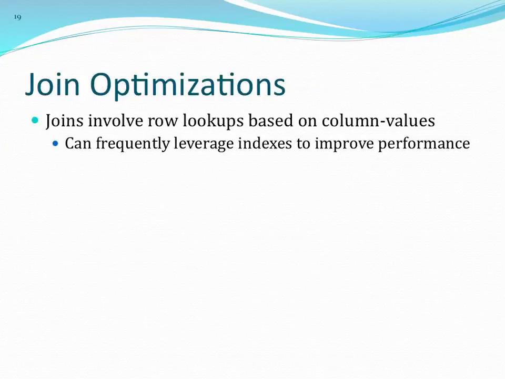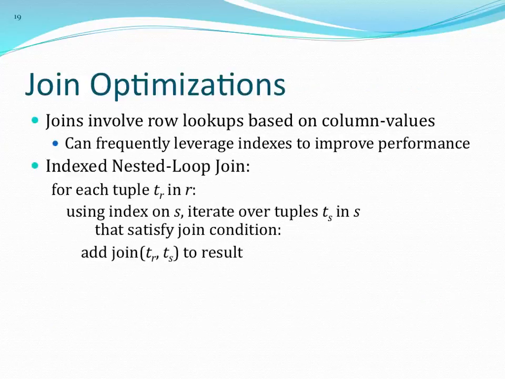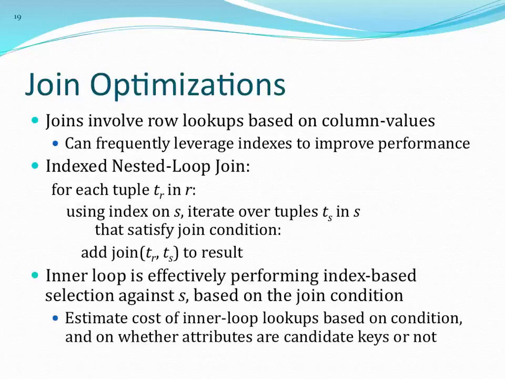Okay, row lookups based on column values. Oh, this is just joins. We'll try to get through the join stuff pretty quick. Index nested loop is a very common optimization applied to nested loops. In fact, this is something that MySQL relies on heavily because it only has nested loops, so it tries to use indexes as much as possible to optimize inner loop lookups. Like it says here, for each tuple t sub R in R, we use the index on S to pull all the tuples in S that satisfy the join condition, presumably some attributes in R equaling some attributes in S. And if they do, then we just add the joined results to our total results.